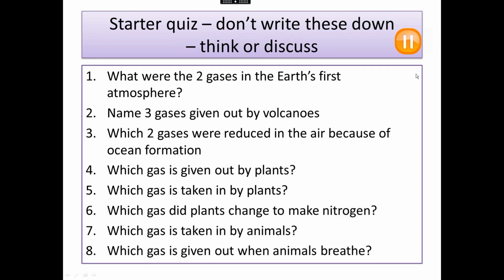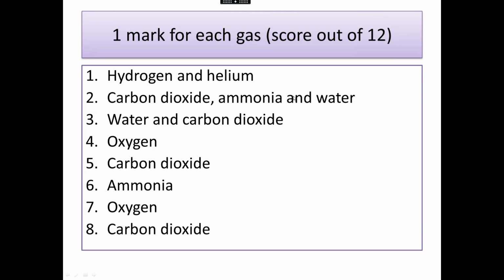Here we go with the answers. Give yourself 1 mark for each gas that you got correct, so that'll give you a score out of 12. So hydrogen and helium, Earth's first atmosphere. Volcanoes gave out carbon dioxide, ammonia and water. The oceans reduced the amount of water and carbon dioxide in the air.